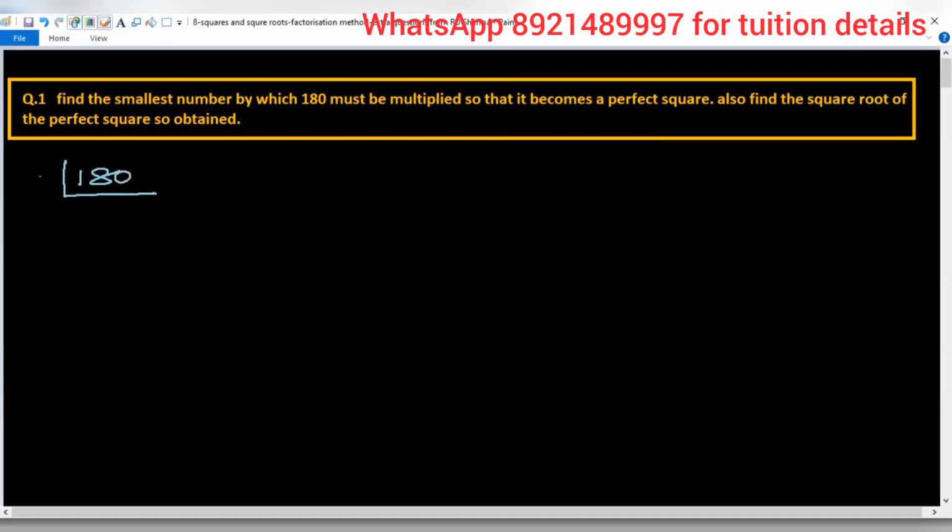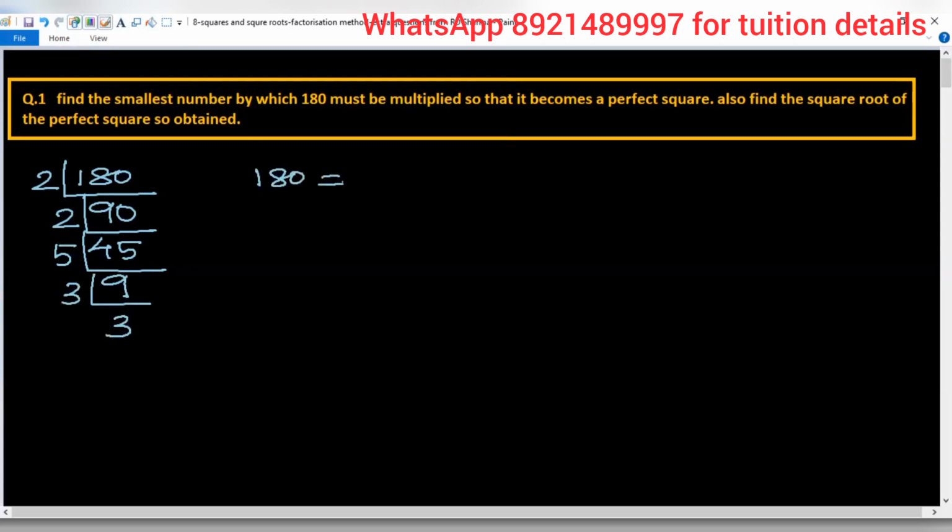First, we know it is divisible by 2. So it is 90 times 2. Then again it is divisible by 2, so we will get 45. Then we can divide it by 5, then we will get 9. Then 3, 3. So 180 is the same as, how many 2's are there? 2 2's, 2 3's, and 1 5, right? So we can write it as 2 into 2 into 3 into 3 into 5. So 180 is the same as this, right?